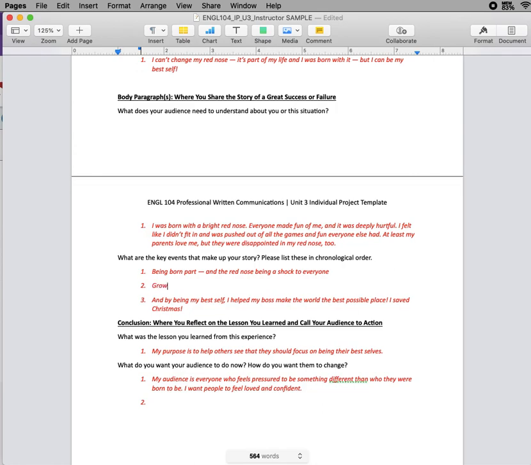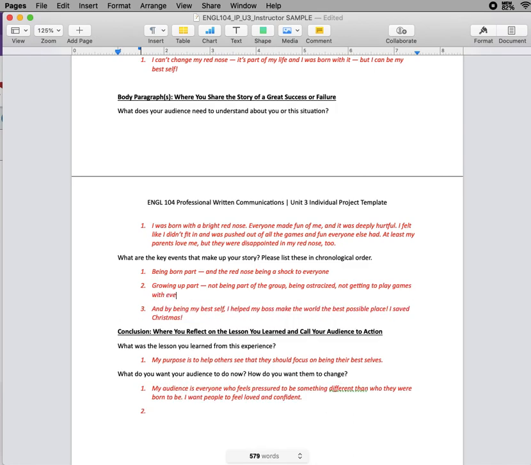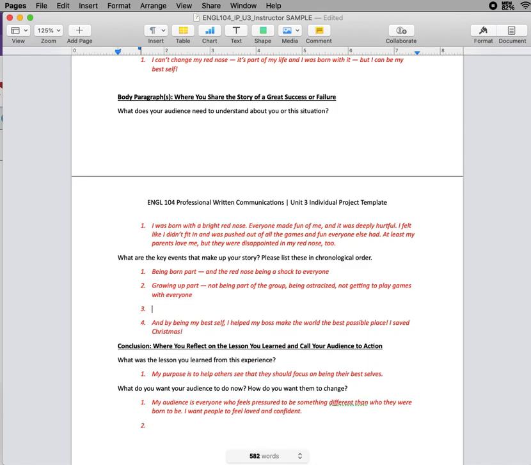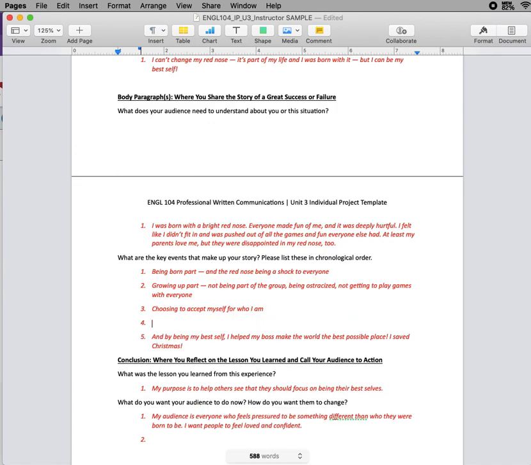And then the growing up part. So not being part of the group, being ostracized. Let's see if I can spell that. Not getting to play in all the games with everyone else. And then choosing to accept myself for who I am. And then I could decide there, do I want to talk about some of my adventures in that?